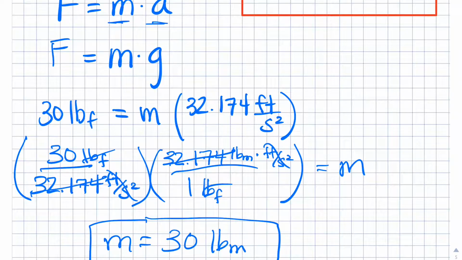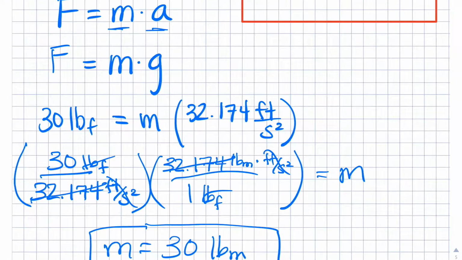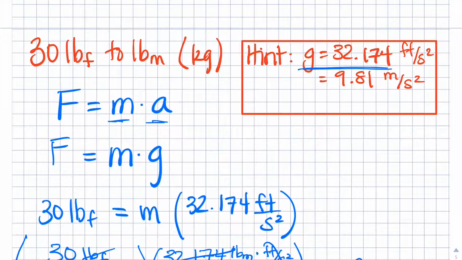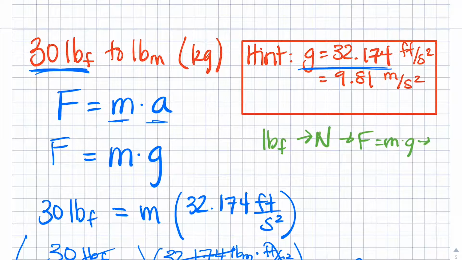Now, this is only true on Earth. The acceleration due to gravity is different on different planets and things. So, I'll go ahead and let you work out the kilogram version of this. The two ways you can do this problem are you can convert the pounds force to newtons, use F equals mg, and calculate a mass in kilograms, or you can go through the same process that we just did, so pounds force to pounds mass using F equals mg, and then convert that to kilograms. Why don't you try it both ways? Go ahead and pause the video and try it, and then see if you can get the right answer.